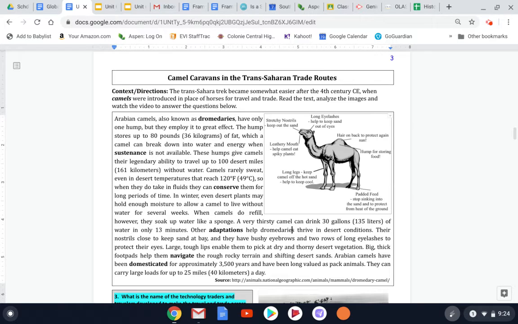The Trans-Sahara Trek became somewhat easier after the 4th century CE, when camels were introduced in place of horses for travel and trade. So first off, they started to use horses, but in the 4th century Common Era, right around the time when Islam was spreading out of the Arabian Desert, out of the Middle East, into places like Africa. We'll see how the spread of Islam affects this whole situation as we go forward into this unit too. So camels were introduced in place of horses for trade and travel.